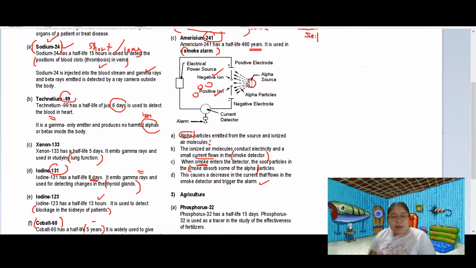So this is how the smoke detector works. They use alpha. Why? Because alpha is good at ionization. Okay, let's see the diagram for the smoke detector.